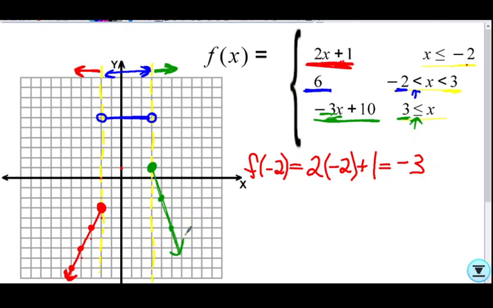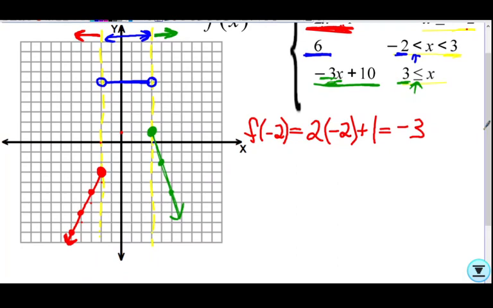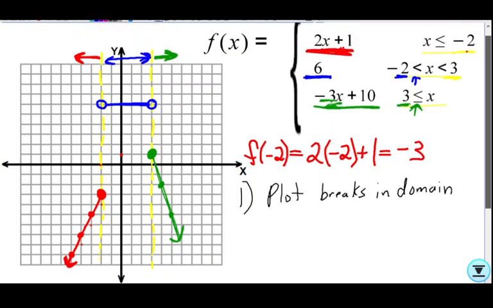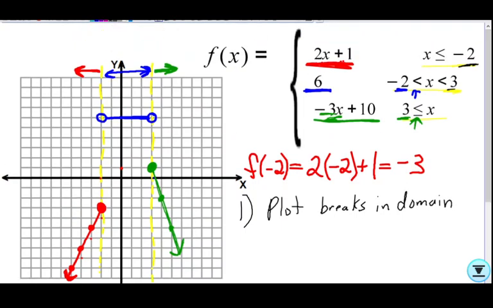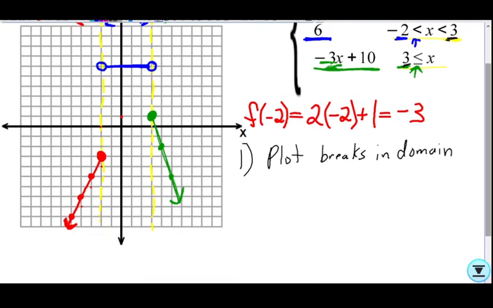So if I had to give you guys steps, if I said, hey, what is the procedure that we're doing for piecewise functions? Step 1, plot your breaks in domain. So first you're going to plot the breaks in your domain. Whatever number shows up here in your domain, you're going to put those vertical lines.